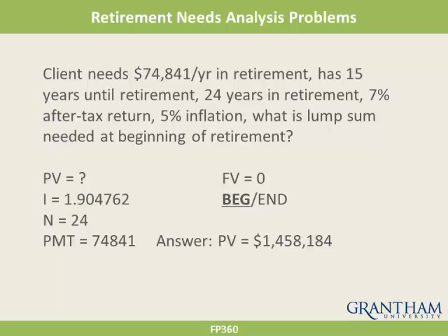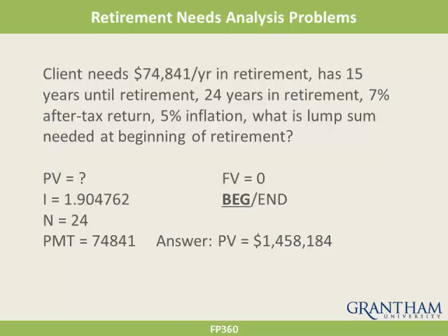N is 24 because we have 24 years in retirement. And notice in this question that 15 years until retirement was actually irrelevant. It is what we call a distractor. Sometimes the board will put in information that is not needed for the question, hoping that you might use it somehow in the calculations. But this calculation is done in the retirement phase. The 15 years until retirement is irrelevant for this question.